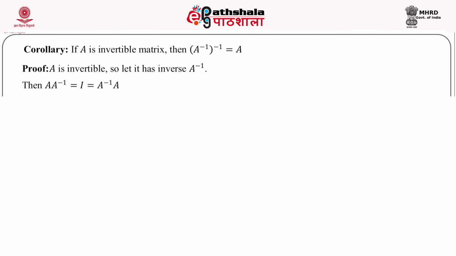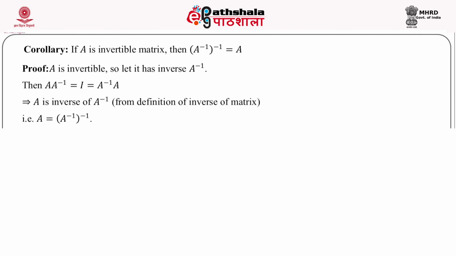As one corollary, if A is an invertible matrix, then the inverse of matrix A is again the matrix A itself. Proof: let A be an invertible matrix, so let it have an inverse A inverse. Then by the definition of inverse, A into A inverse is equal to the identity matrix, which is again equal to A inverse into A. Now this implies A is the inverse of A inverse.